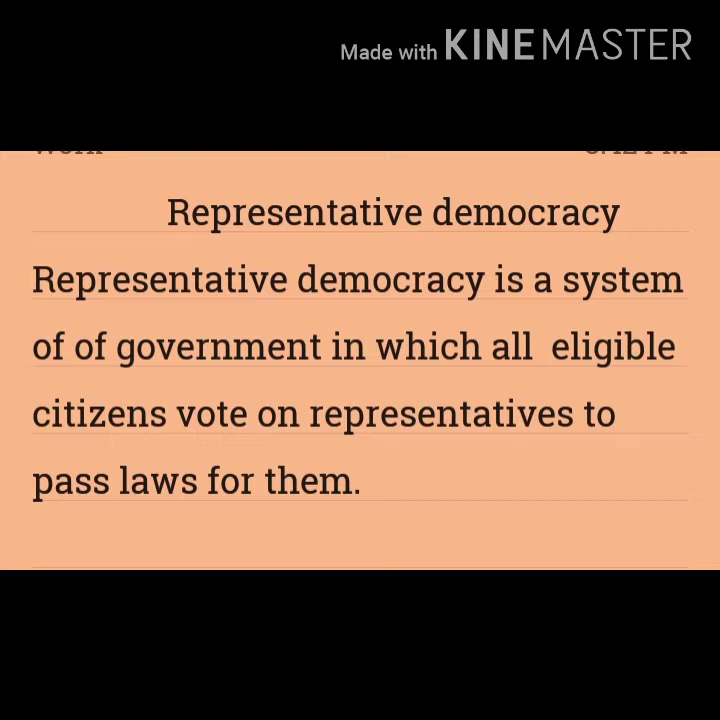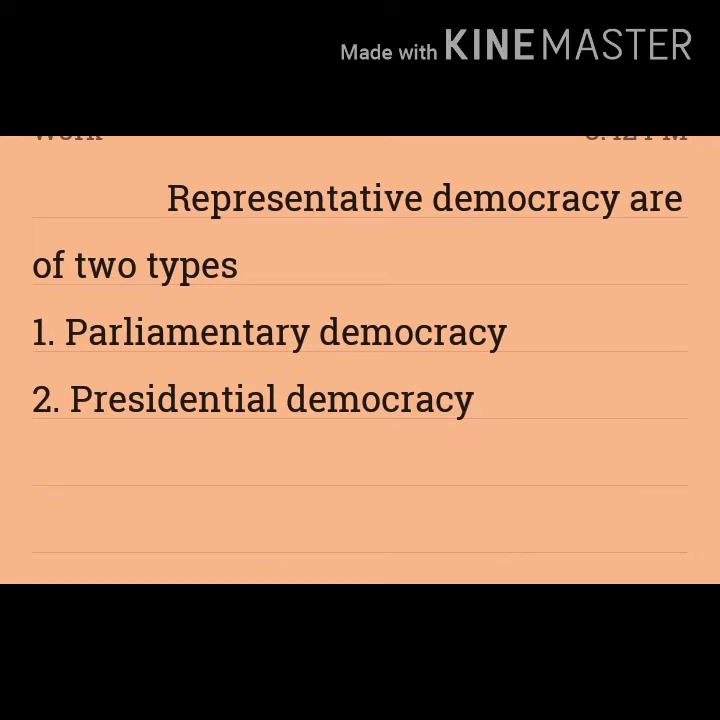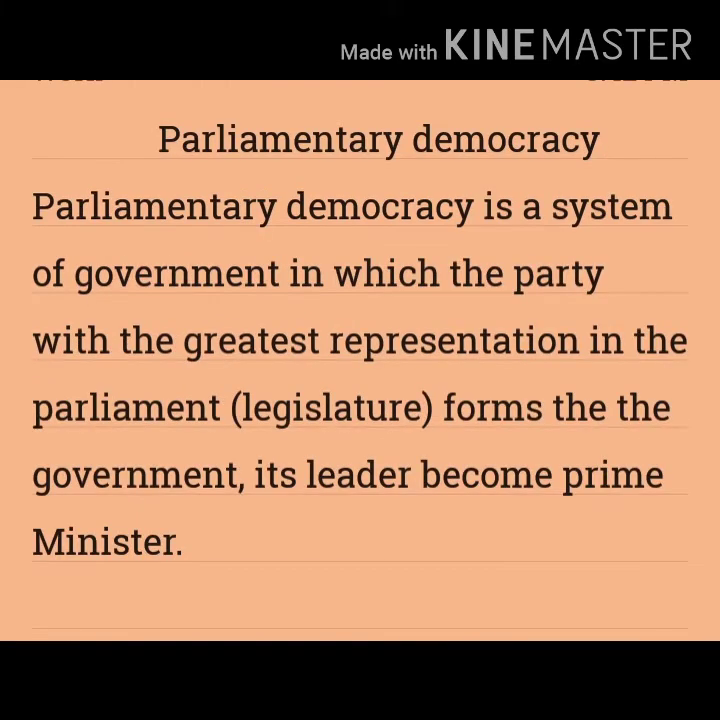Now, there are two types of representative democracy, which is a subtype of government. The first one is parliamentary democracy and the next one is presidential democracy. So students, what is parliamentary democracy? Parliamentary democracy is a system of government in which the majority party in the parliament forms the government. Majority party means the party that gets more votes than the other parties forms the government, and the leader of the party becomes the prime minister.